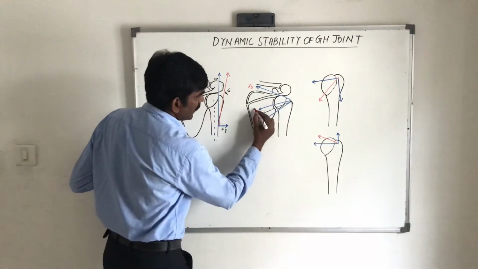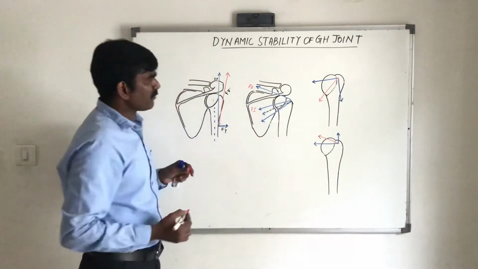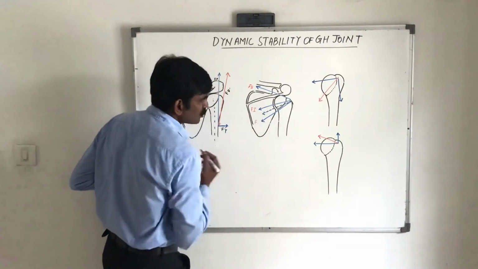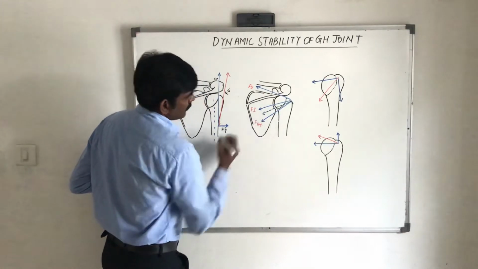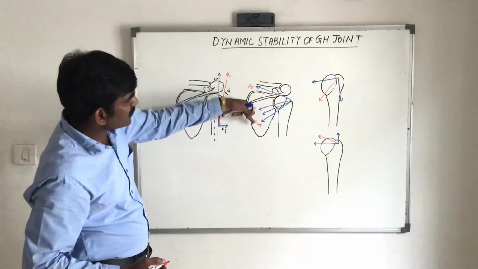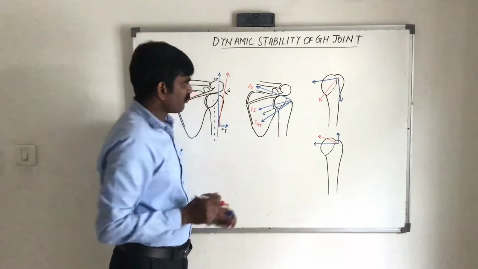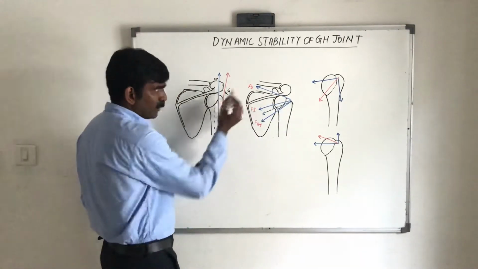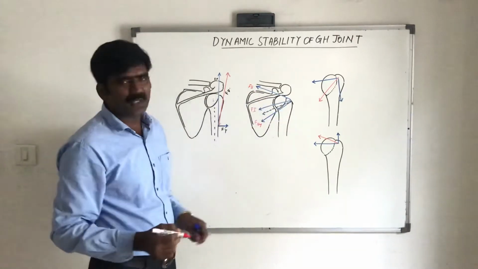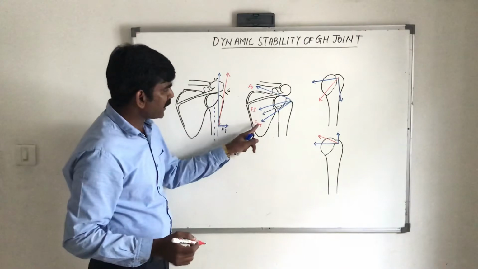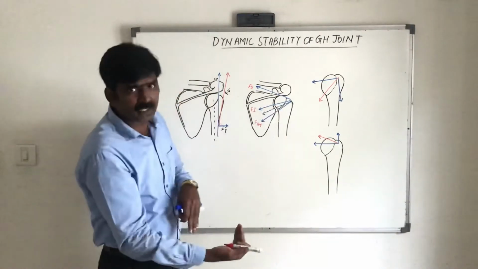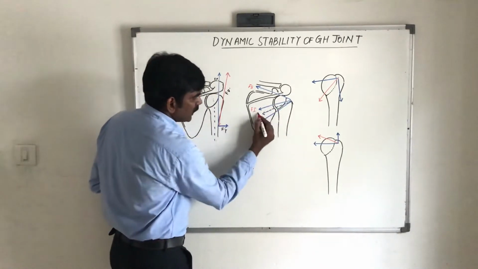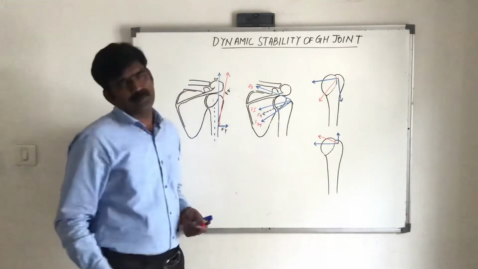this second one is the line of force of infraspinatus, and the third one is the line of force of teres minor. Clear? Supraspinatus, infraspinatus, teres minor. And what is the fourth force? All these forces, the line of force of supraspinatus is directed superiorly, and the lines of force of infraspinatus and teres minor are directed posteriorly, and the fourth one, which I have shown in the dotted line, is the line of force of the subscapularis muscle.